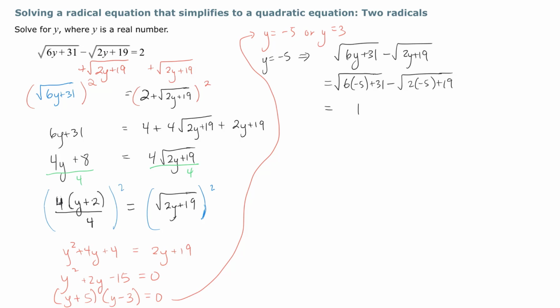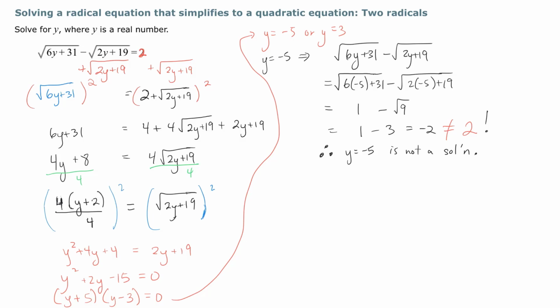1 minus the square root of 9. Well, that is 1 minus 3. And what do we know about 1 minus 3? That's equal to negative 2. However, that is not equal to positive 2. Notice there's a positive 2 in the original equation. That does not equal positive 2. What does that mean? Therefore, the original equation is not satisfied, and therefore y equals negative 5 is not a solution. So we cannot circle that.